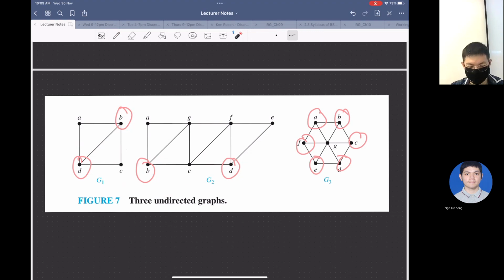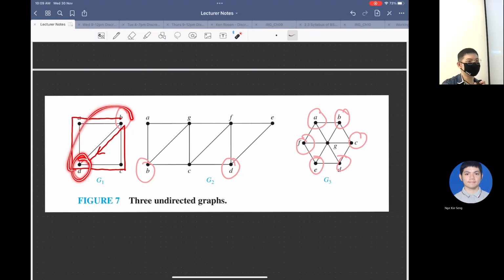Okay, let's try to build this Euler path. We start from B or D. Which one do you pick? Cannot start from C. Must start from B or D. Okay, B goes to A, there's one way to go. And then C, then B, then D. You see? If you start from B, you must end with D. If you start from D, you must end with B. If you start from C, you go nowhere.